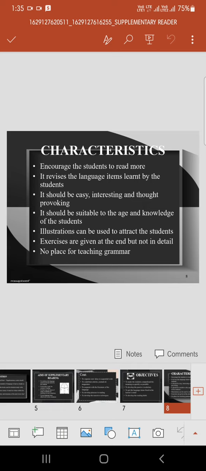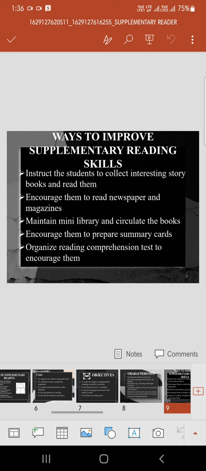It encourages the students to read more. It revises the language items learned by the students. It should be easy, interesting and thought-provoking. It should be suitable for the age and knowledge of the students. Exercises are given at the end, but they will not be in detail. There is no place for teaching grammar in supplementary reader.